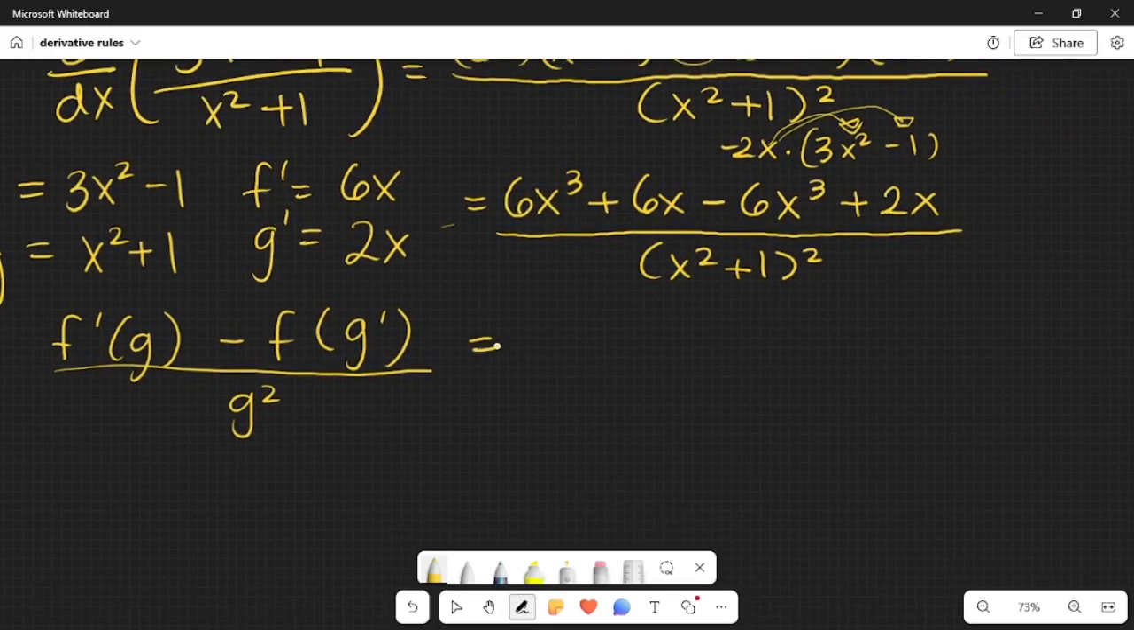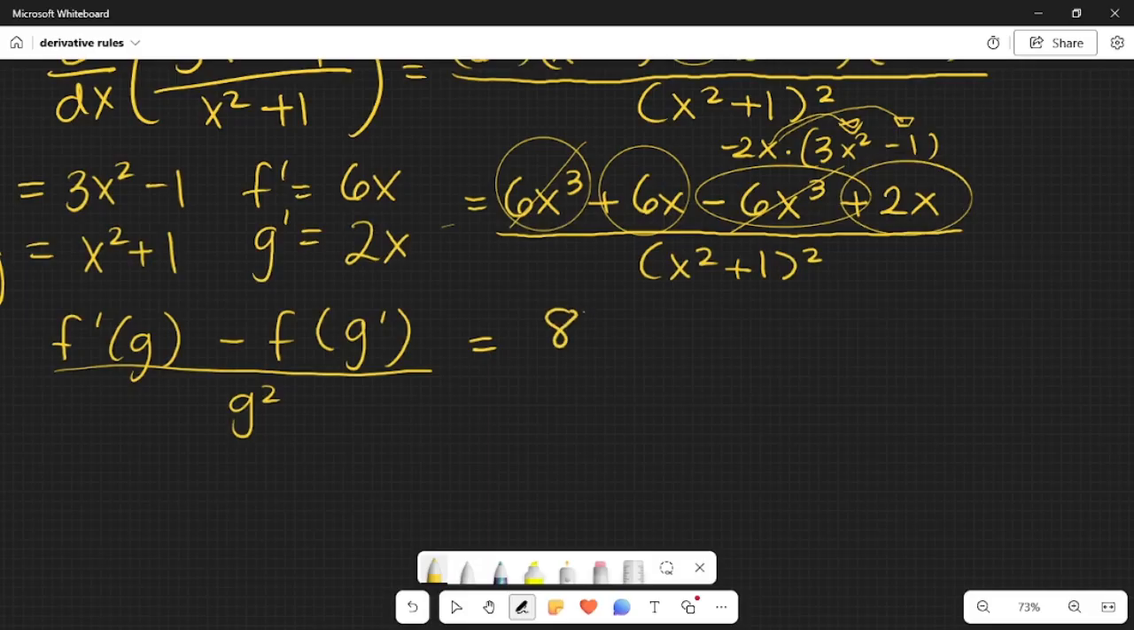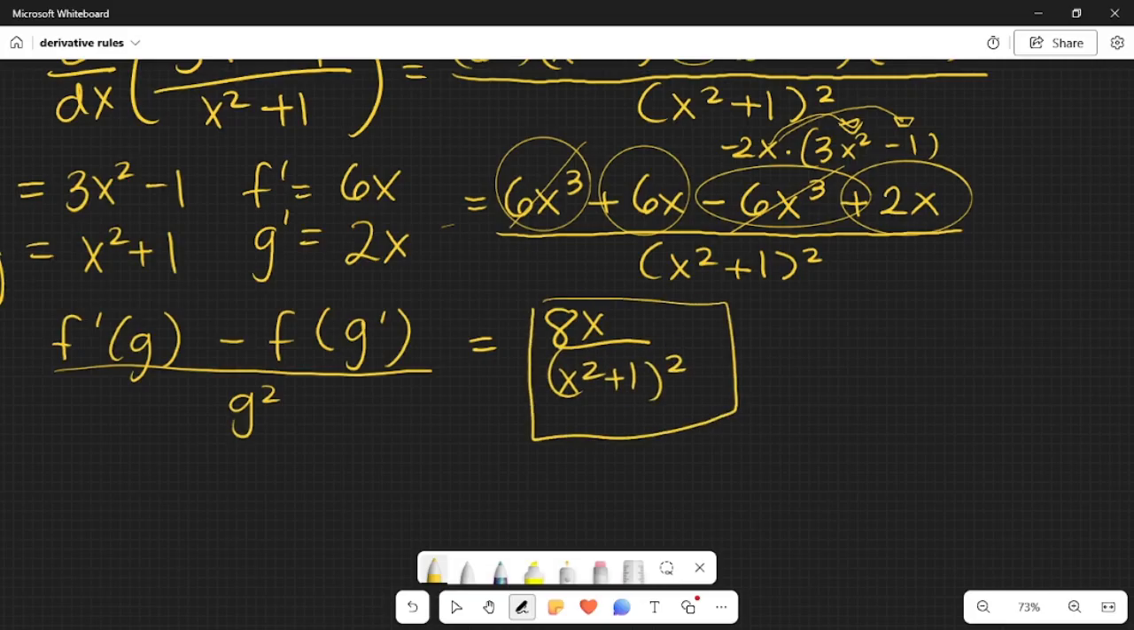We can simplify this again since we have 6x cubed and negative 6x cubed. We can cancel both of them. And we have 6x plus 2x. We can add them. It would be 8x over x squared plus 1 raised to the second power. And that's the final answer.